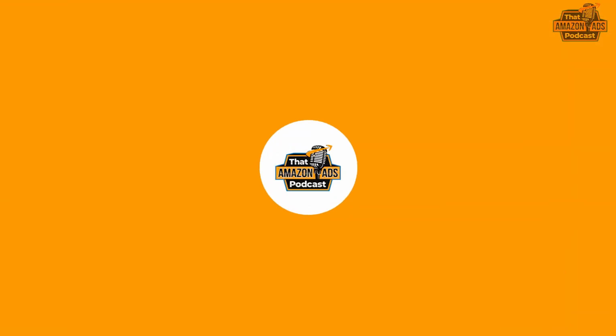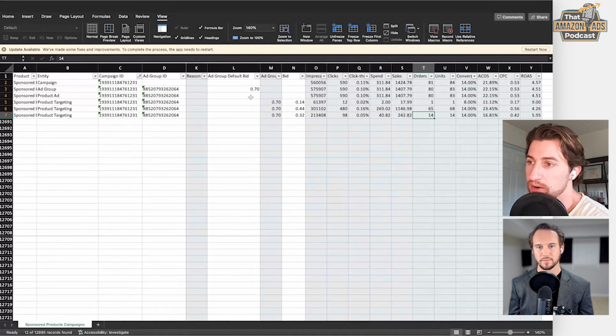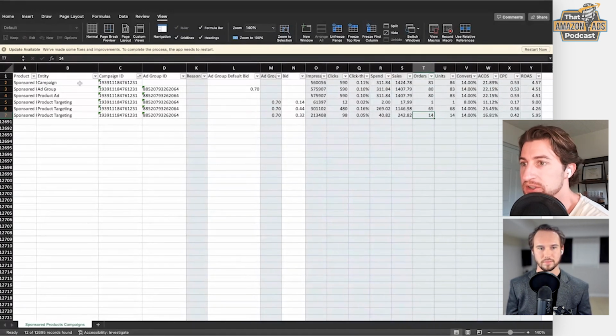But let's jump into the screen share and show what this would look like if you were to do this manually on a spreadsheet. All right, so Andrew, we got our spreadsheet here. This is one of my accounts, just filtered for a specific campaign. It's clearly a product targeting campaign. And there are a couple of ways you can do this. It's really just up to your workflow.